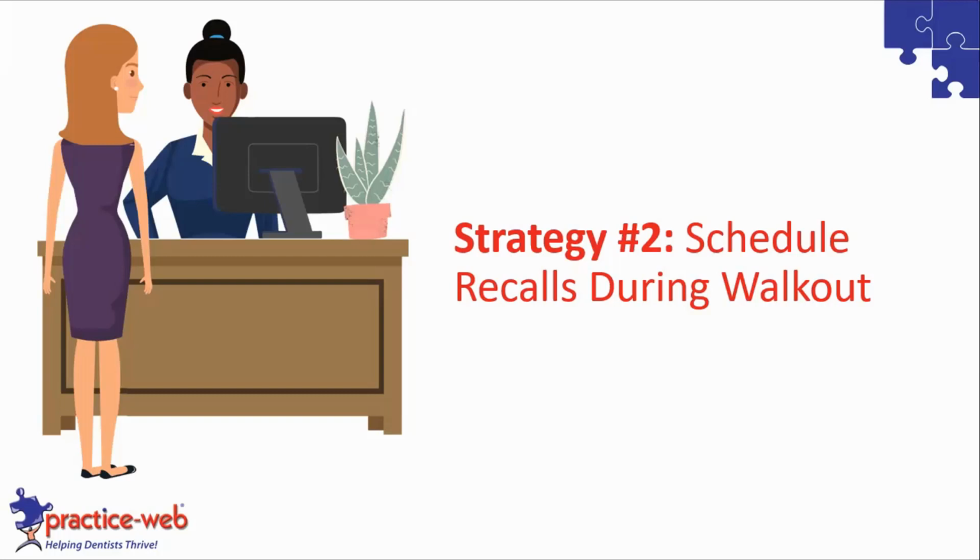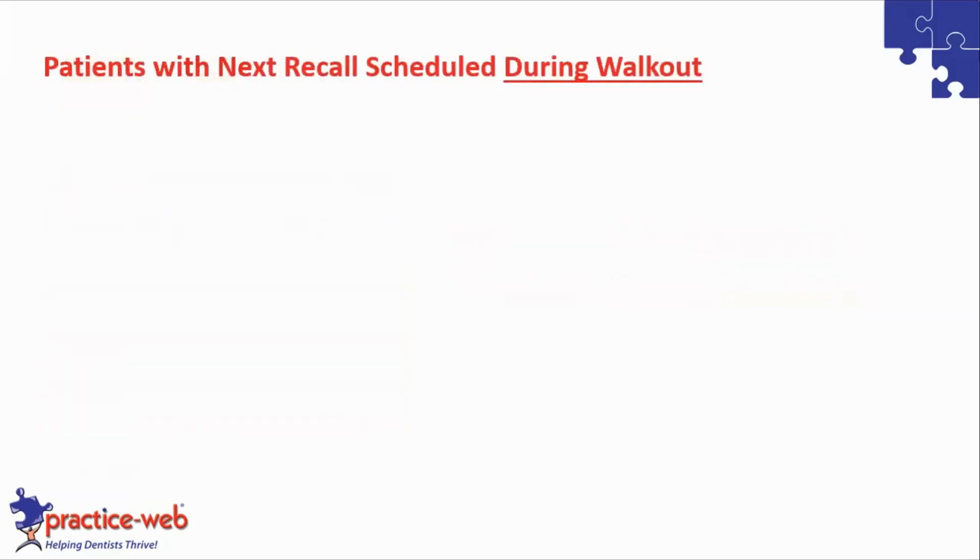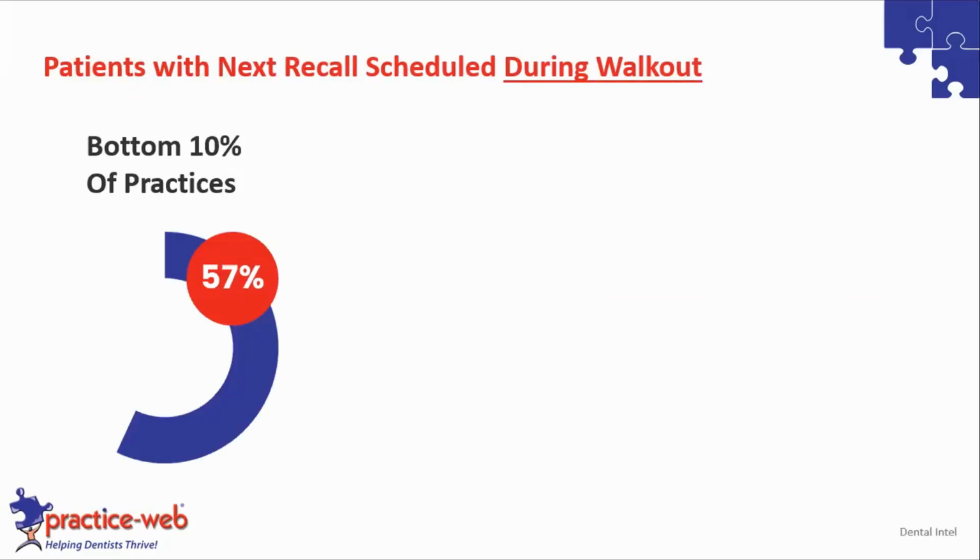You have to make sure that you schedule recalls during walkout without fail. At least try your level best to do that. And you may think that you're doing that, but the statistics show on average practices are not doing this every time. So these are some statistics from Dental Intel, taken from thousands of dental practices. The bottom 10%, they find 57% of patients walking out from today's recall are getting their next recall scheduled. So that means around 43% of patients are walking out without their next appointment scheduled. And there's really no excuse for that unless you get severe pushback. And I'll tell you why.